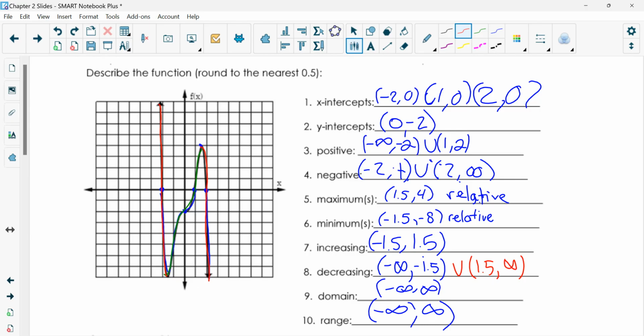And then our domain, it has arrows on both ends. So it's going left forever, right forever, -infinity to positive infinity. And the range, -infinity to positive infinity also.